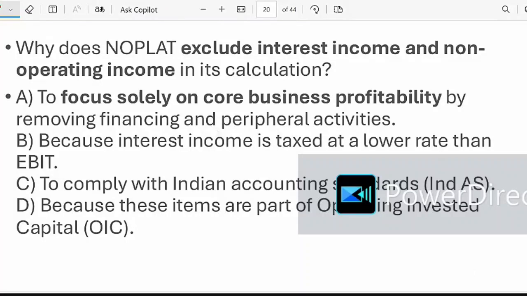No answer I'm getting. I think you know it very well, right? Is it A, B, C, or D? Yes, the answer is option number A, because it wants to focus solely on the core business profitability.